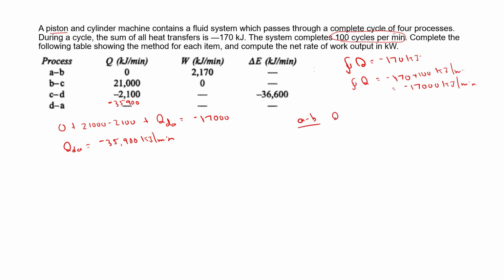So that can be found for process AB. You have Q is equal to delta U plus W. Here we are taking delta E, total energy, instead of internal energy, because if you account for kinetic energy and potential energy. So delta E. So that means Q is 0. So delta E plus W is 2170. So delta E is minus 2170. Okay. So this is the delta E.